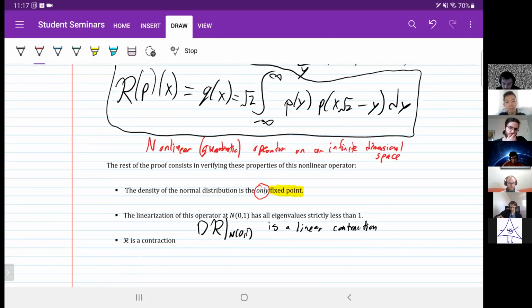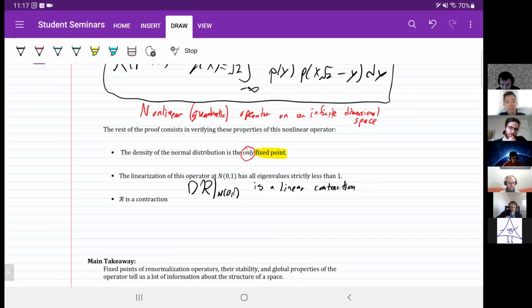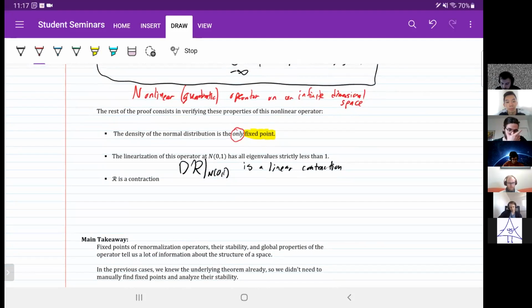Okay, so what is my point in mentioning any of this? It is that fixed points of renormalization operators and their stability, and perhaps some global properties of the operator, tell us a lot of information about some sort of global structure on a space. Here, the central limit theorem is global information about how probability distributions behave, and we invert it based on some sort of rescaling principle.